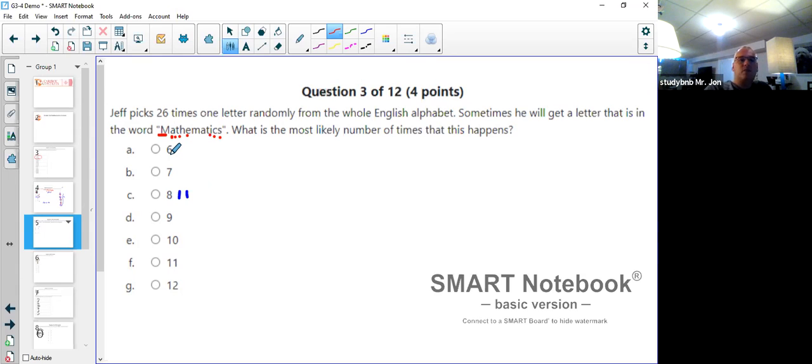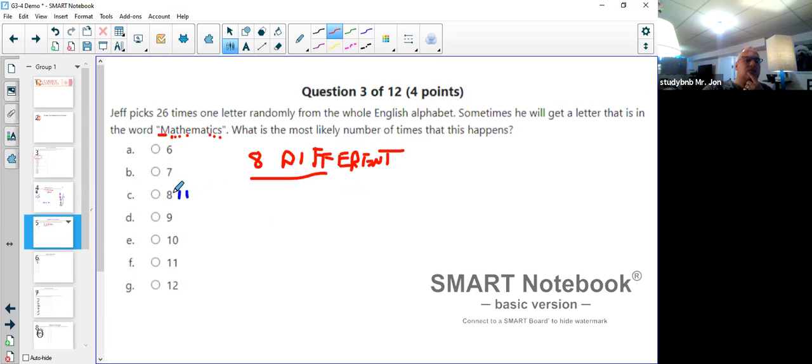So the question is, if you pick any letter out of the alphabet 26 times, about how many times will you get one of those letters? Well, there are 8 of those letters, and it's important to remember that there are 26 letters in the alphabet. So when you pick 26 times, you're going to have a chance at every letter. There are 8 different letters, so there are 8 possibilities. So the answer here is 8.